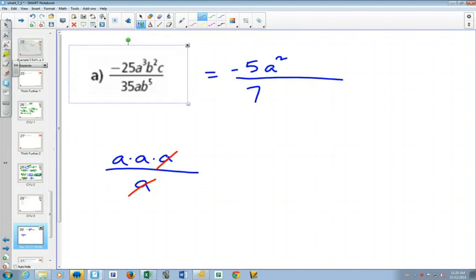Negative 5a squared, because if I have an a cubed and an a, then those a's would cancel out and I'd be left with a squared on top. What about b's? Well, b on the bottom is going to be b cubed left on the bottom, and there's going to be a c on the top. And you're done. That is correct. So that is part A.